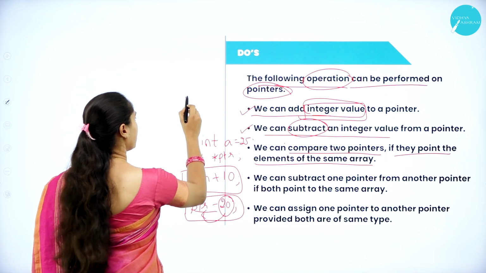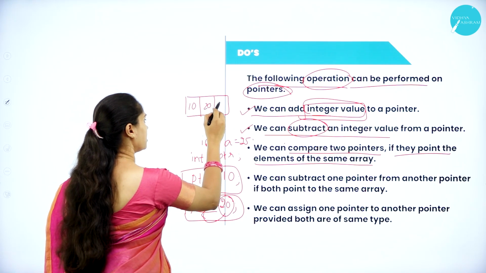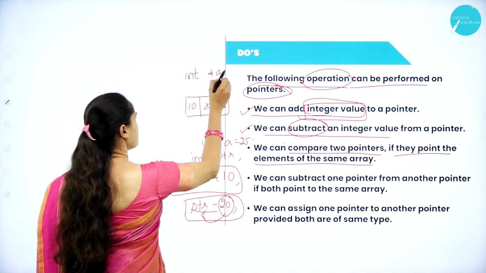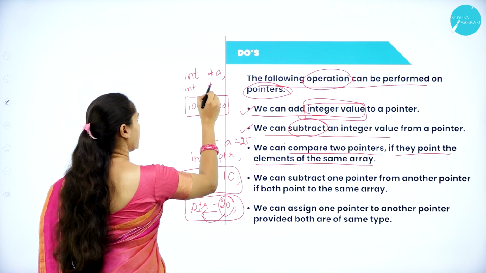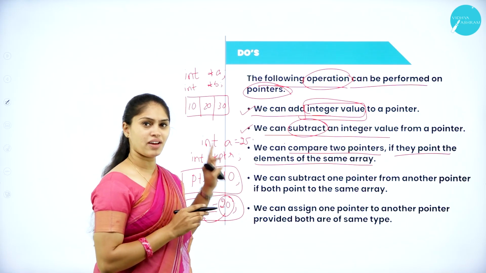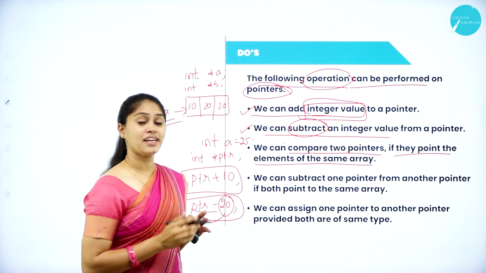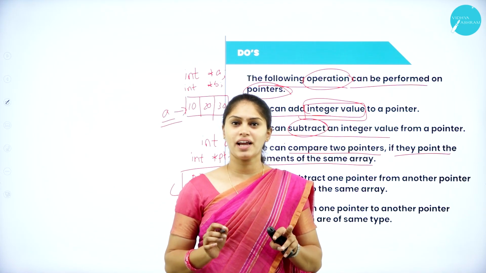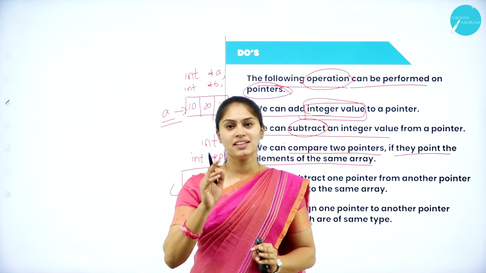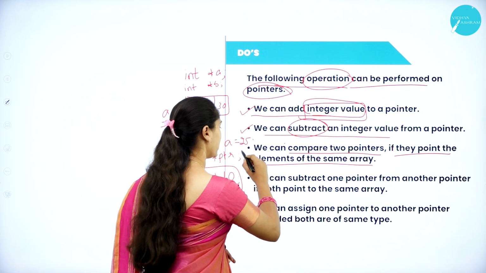So let me take one array here. For example, it contains 3 elements: 10, 20 and 30, and I have 2 pointer variables, int star a and int star b. If the pointer variables a and b are pointing to the elements of the same array, then I can compare a with b. Only when the two pointers are pointing to the same array can I compare. That is the third operation which can be performed on pointers.